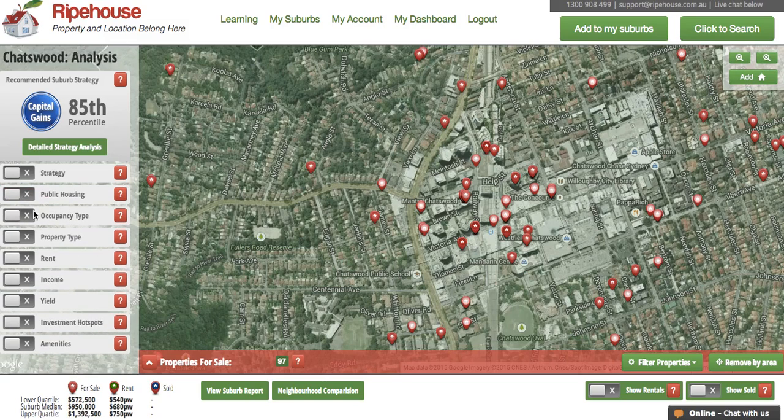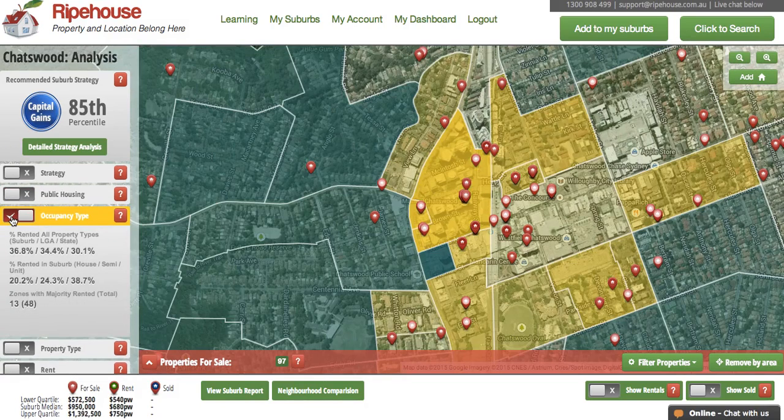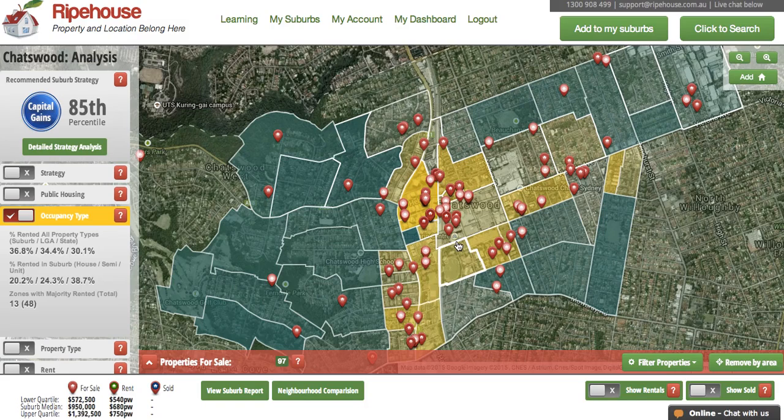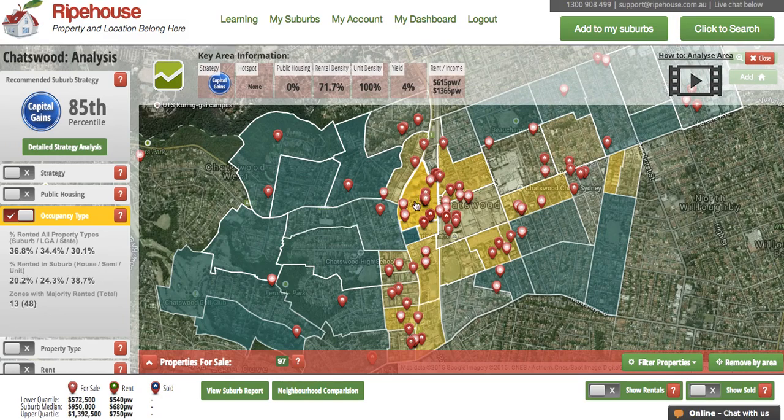So next thing we want to look at is occupancy type. We remembered that we want higher than average percentage of renters in the area. If I zoom out, anything in the green is above average concentration of home owners. Anything in the yellow is above average concentration of renters. So the average in the suburb is 37% rented. Anything above 37% is in yellow. The stronger the yellow, the higher the number of renters. So as we say, this is actually 71% renters. So it's going to be a lot of demand there for other people wanting to rent in the suburb, in that particular street and area.